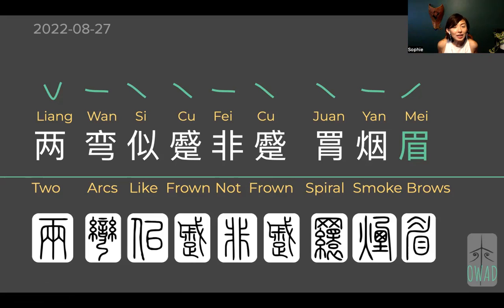两弯似蹙非蹙. And then this eyebrow starts to be compared to kind of spiraling smoke. 罥烟眉, 罥 actually came from the practice of making a net.